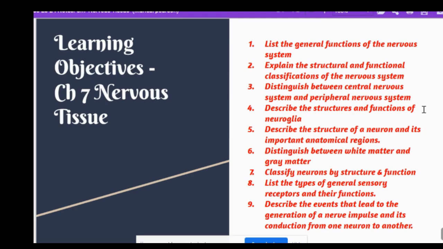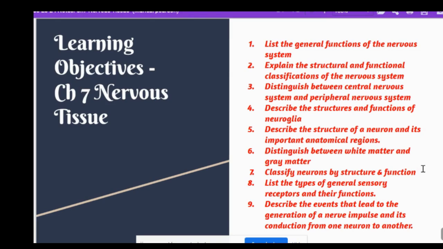These are like little helpers for the neurons. Neurons are the main structural cell or unit of the nervous system, but they also have little helpers called glial cells, and you'll learn about 6 or 7 of those. Number 5, describe the structure of a neuron and its important anatomical regions. If you've taken AP psychology, I'm guessing you went over the structure of usually a multipolar neuron. Number 6, distinguish between white matter and gray matter. That's pretty easy. I can probably explain that in about 15 seconds.